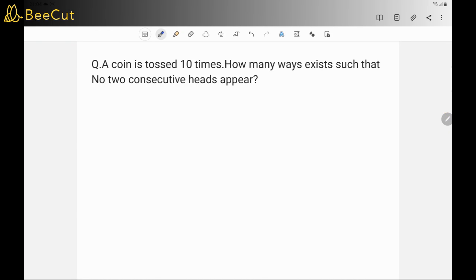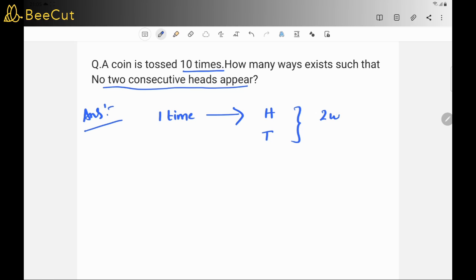Next, let us solve another question. The question states that a coin is tossed 10 times. In how many ways exist such that no 2 consecutive heads appear? Now, if the coin is tossed 1 time, I can get a head, I can get a tail. So this is 2 ways.